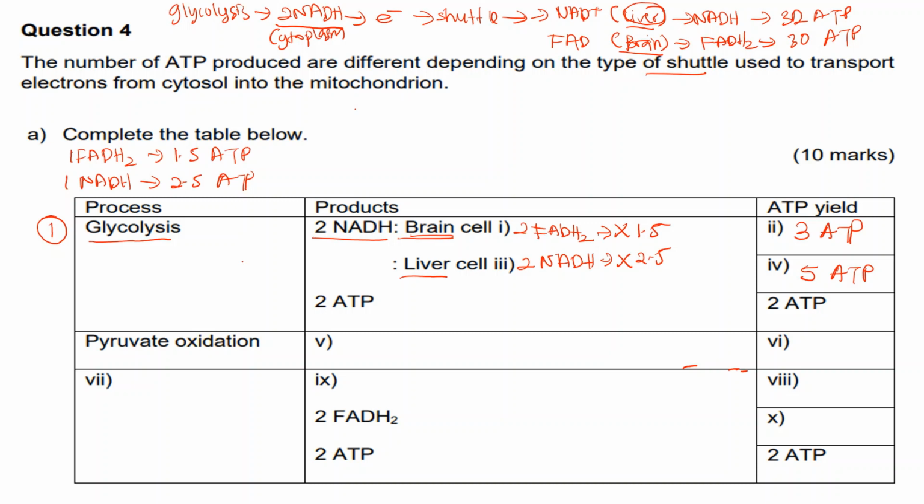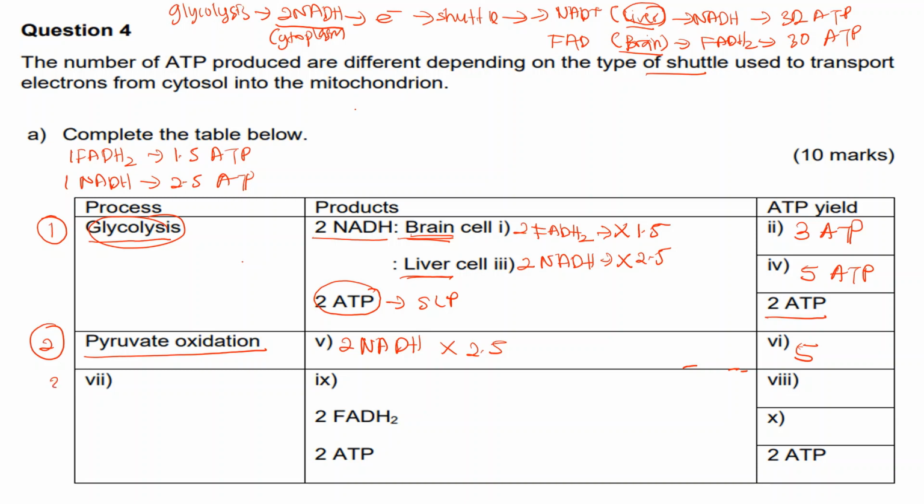The 2 ATP molecules here are the production of ATP through substrate level phosphorylation during glycolysis. And then pyruvate oxidation, which is the second stage of cellular respiration, produces the same for both brain and liver, which is 2 molecules of NADH. So you multiply by 2.5, you will get 5 molecules of ATP.